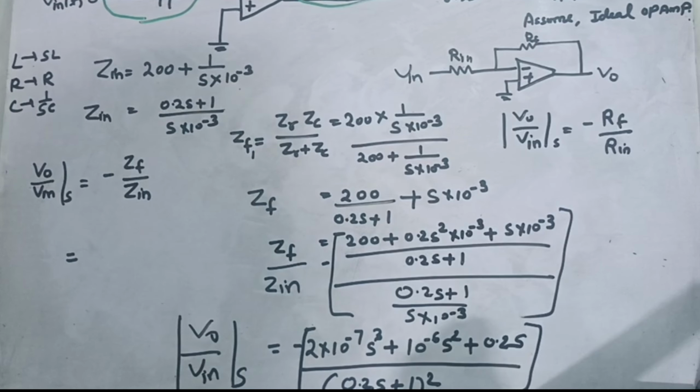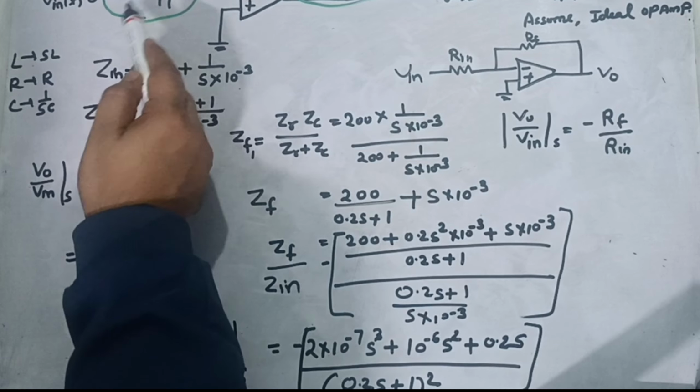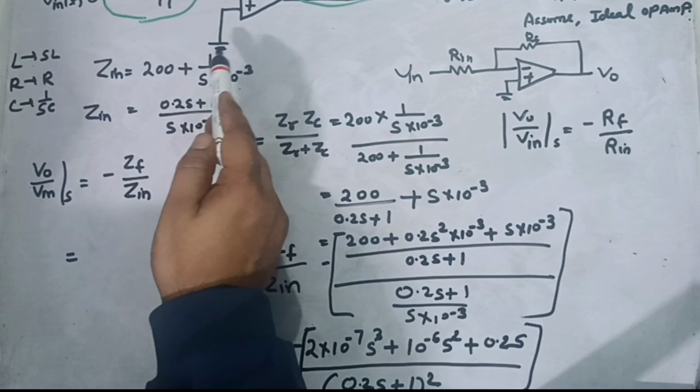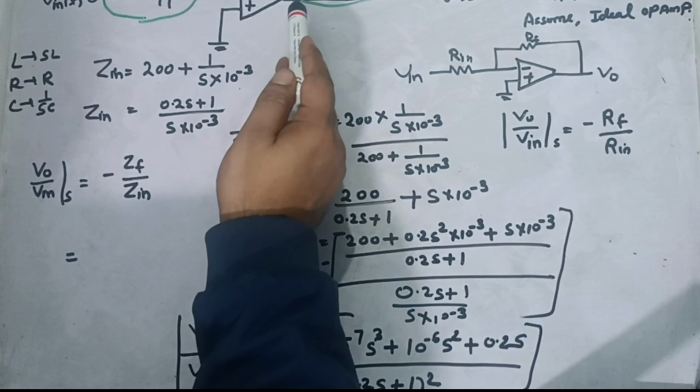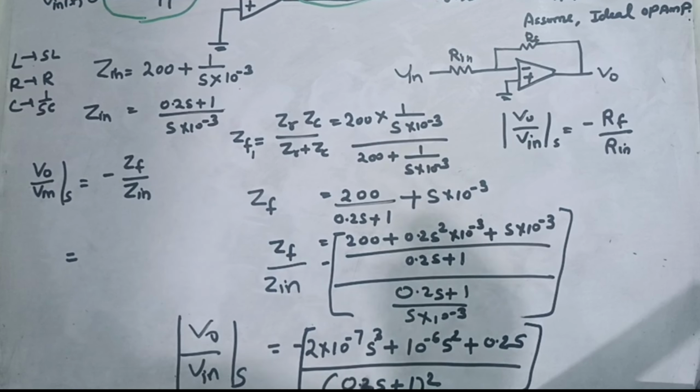From the calculation point of view, it's all about mathematics, but what was important here is how you are replacing the components, how you are calculating the input impedance and this feedback impedance, and you must know the concept of the inverting op-amp. For an inverting op-amp, the transfer function is basically equal to minus feedback impedance divided by input impedance. Other than that, it's all about calculation only.